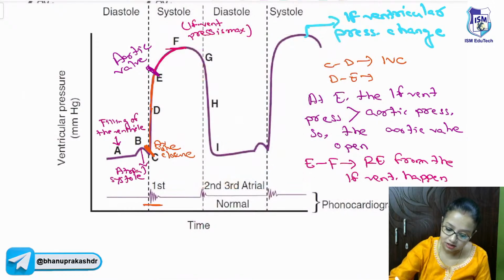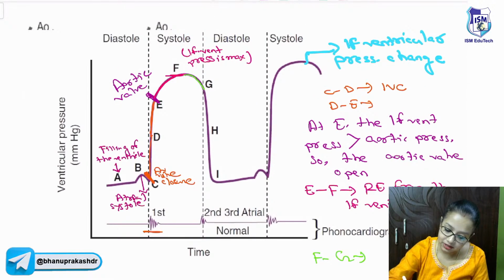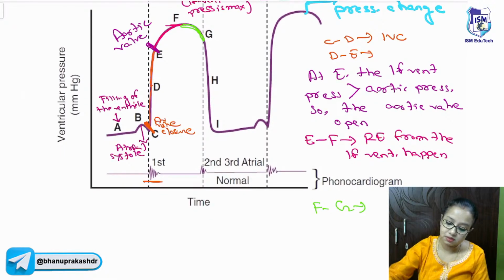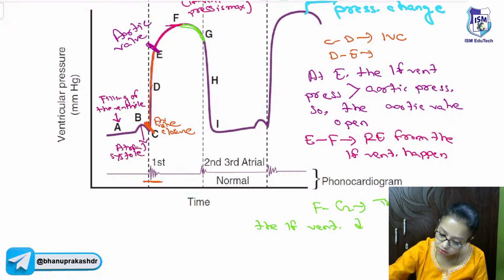What follows is a gradual decline. So, from the point F to G, again, the pressure in the ventricle starts falling. Usually, the maximum pressure at F is 120 mmHg and at E, it is 80 mmHg. Now, once this maximum pressure is touched and rapid ejection happens, then there is a gradual drop in the ventricular pressure. The pressure in the left ventricle drops.